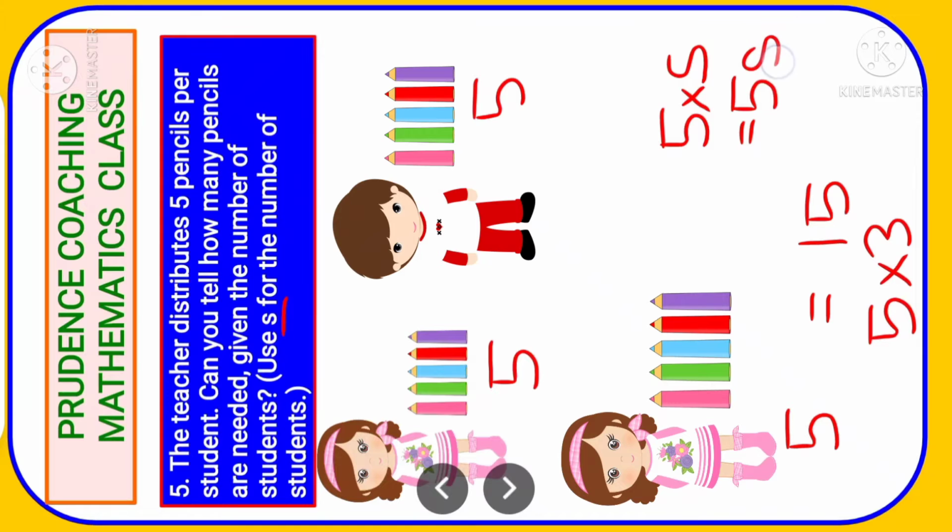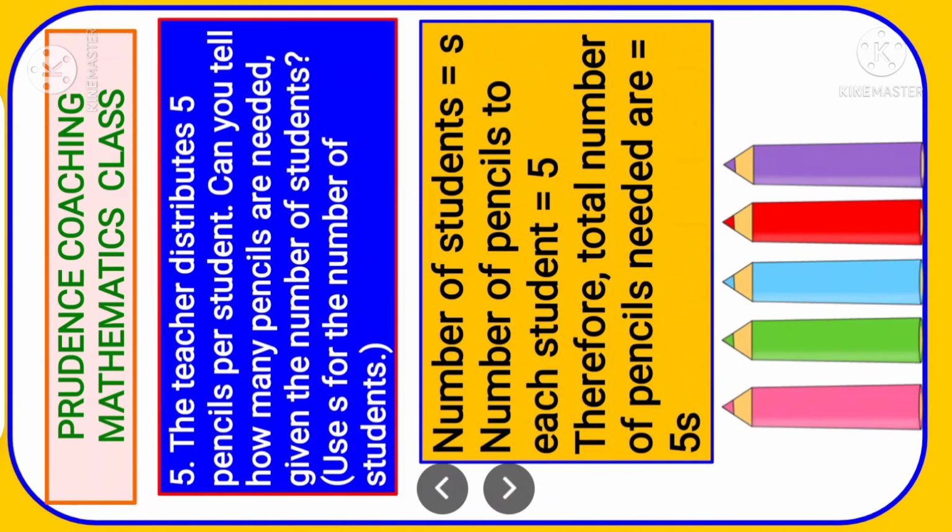So this is our final answer and we will be representing the answer like this. Number of students equals s. Number of pencils given to each student equals 5. Therefore, the total number of pencils needed is 5s, as I have explained.